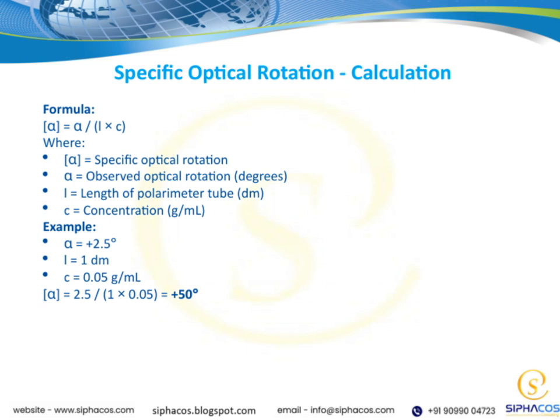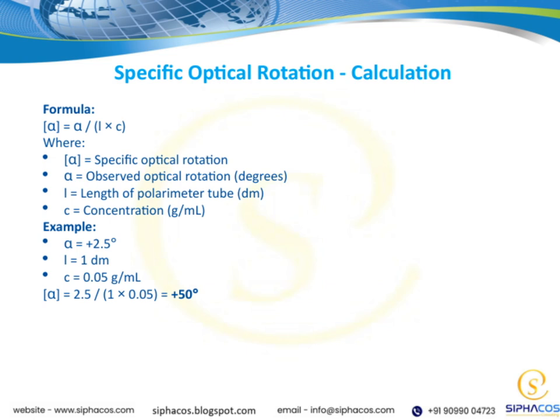To make this clearer, let's consider an example. Suppose our observed rotation α is plus 2.5 degrees. If our tube length L is 1 decimeter, and our concentration, C, is 0.05 grams per milliliter, then plugging these into the formula gives us [α] equals 2.5 divided by 1 times 0.05, which simplifies to plus 50 degrees.